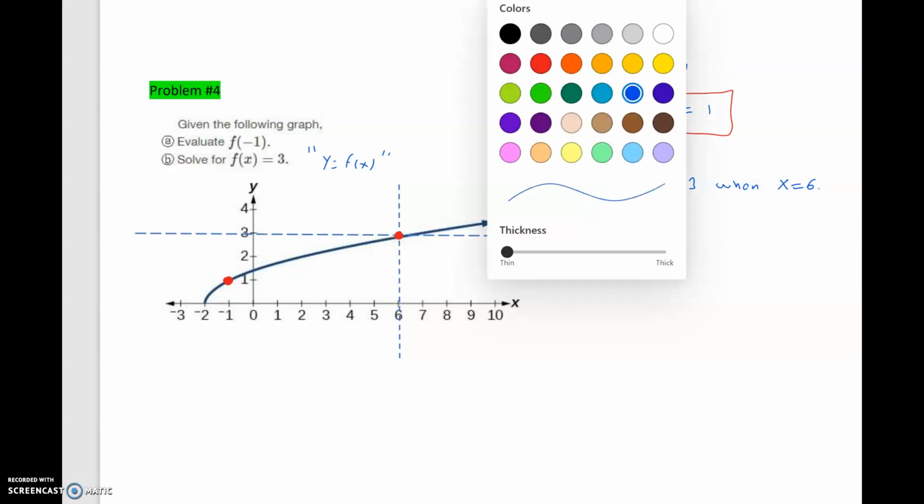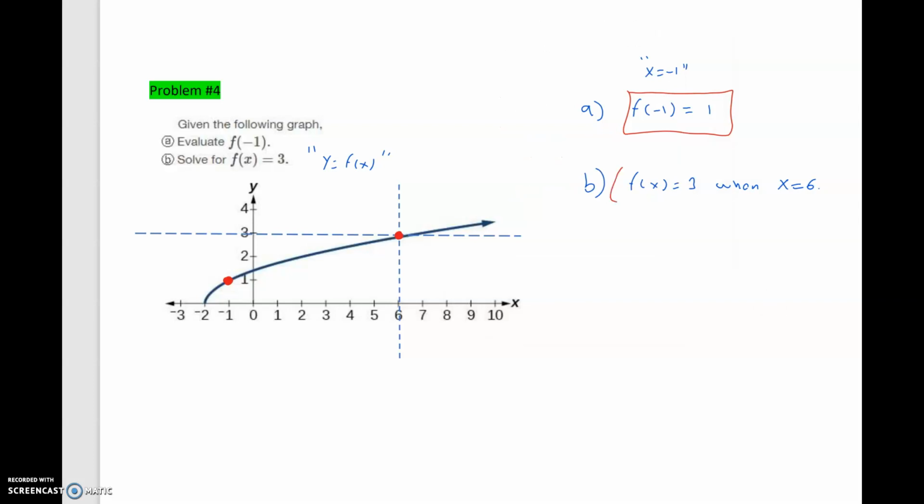And like I said, it's an approximate value because the image got a little bit distorted once I made it into a PDF. But here you can see that when x is equal to 6, your y value is 3. When x is equal to -1, your y value is 1. So f of -1 is equal to 1. f of x is equal to 3 when x is equal to 6. That's it for problem 3 and 4. I'll put the rest of them on a different video, but I think we reached the end of this lecture.